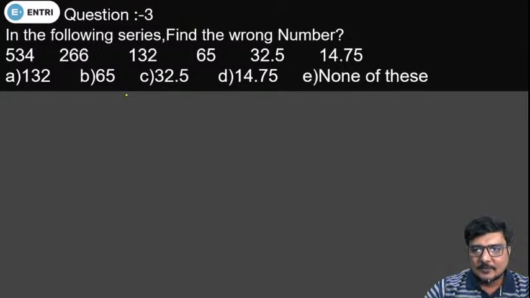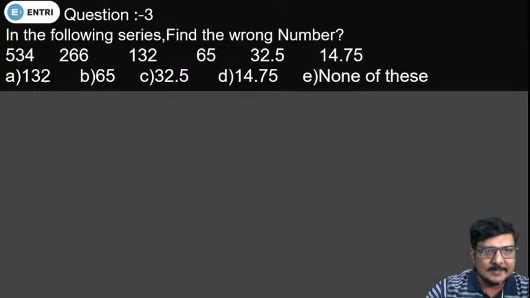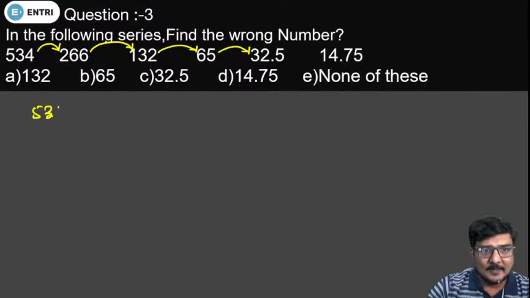Okay, so what will the answer for this particular series be? As we see, the number is getting nearly halved. So the logic is that the number is being halved. If we divide 534 by 2, what will we get? We will get 267 and minus 1.